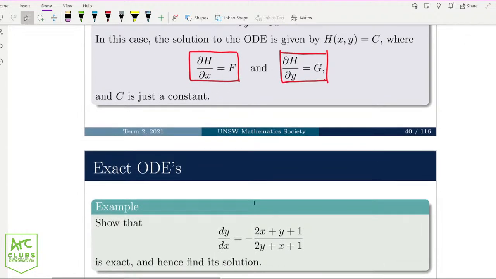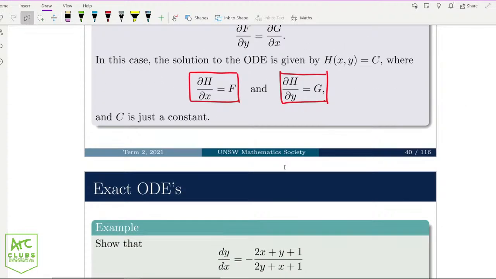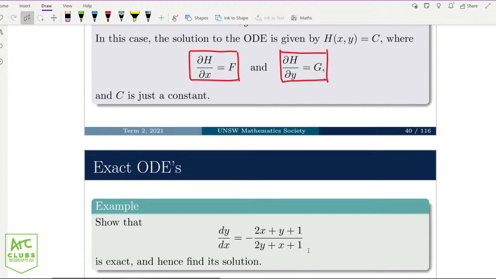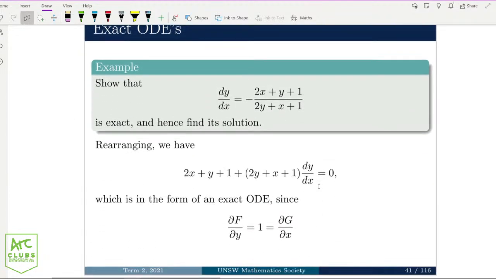So here's an example. The question already tells you that it's an exact ODE, and all you have to do is show that it's the case. Essentially we do some rearrangement, multiplying both sides by this denominator over here, and you should get to an exact ODE. You have to check whether that's true by taking the partial derivative of f with respect to y and the partial derivative of g with respect to x, to prove that they're equal, and hence this is indeed an exact ODE. So what's the next thing we do?